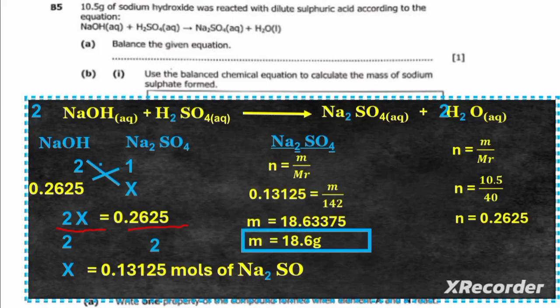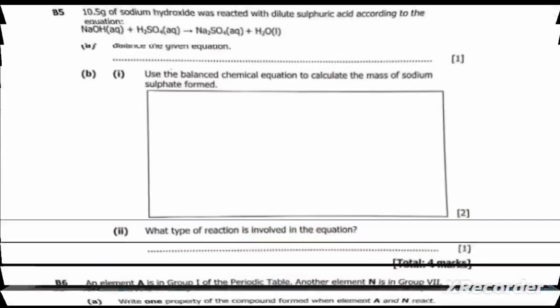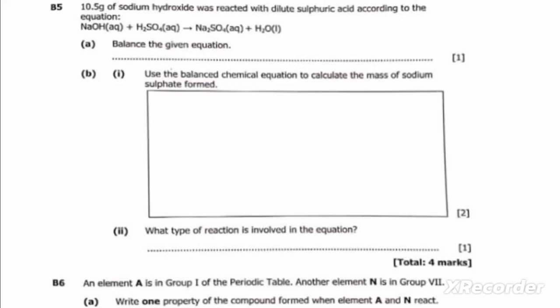So this is the mass of sodium sulfate. We are done with this question. Let us move to the next question. We move to the next question, which is question B, Roman numeral 2.